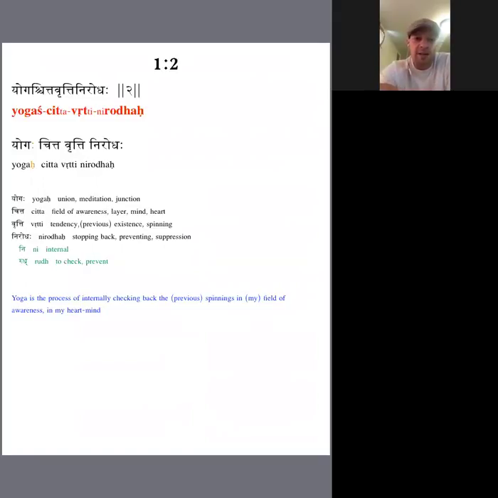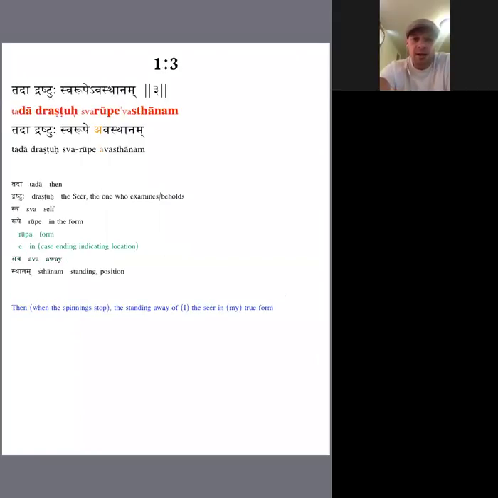The third sutra, Tada drashtu svarupe avasthanam, says, then, when I'm able to stop back the drama from the past, I, the seer, in my true form, am revealed. Drashtu, from drashtra, from the seer. Some of you would recognize from the word drishti in yoga postures, the eyesight. Rupa means form, svarupa means my true form, or the form of the self, and avasthanam is away standing. So then I, the true self, stand away from the drama in my true form as the witness consciousness.